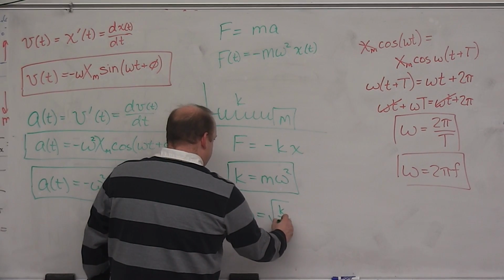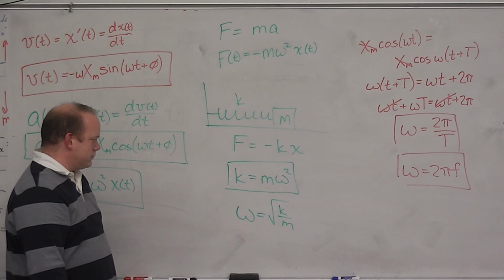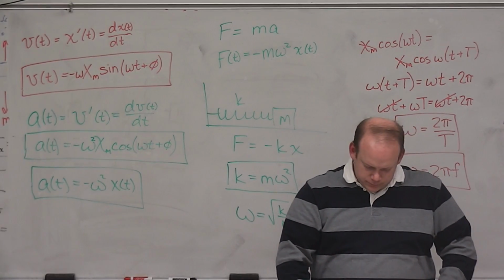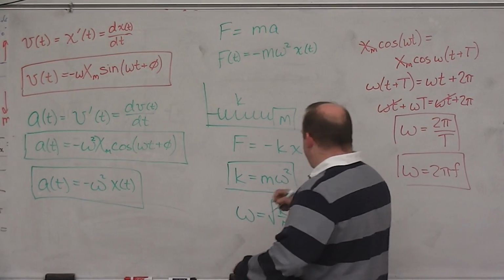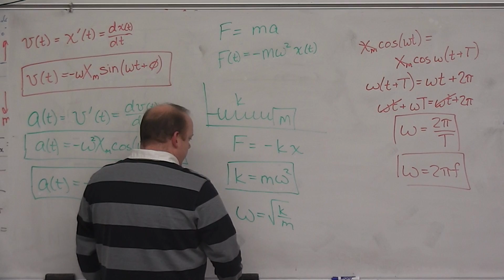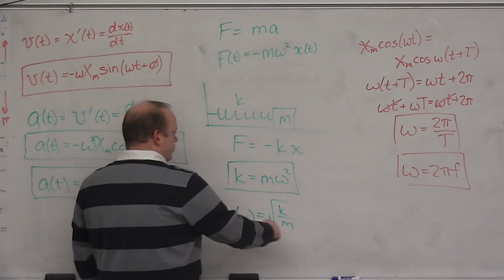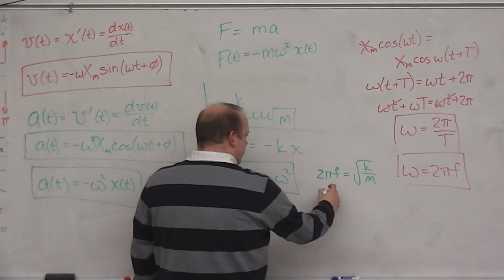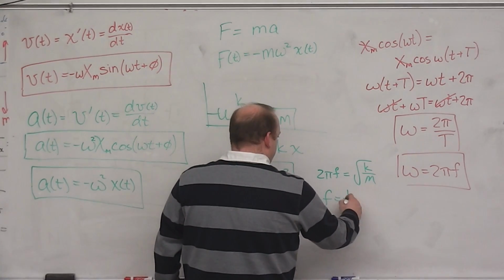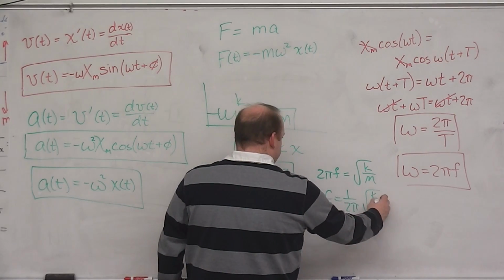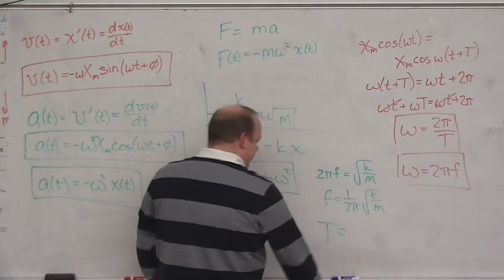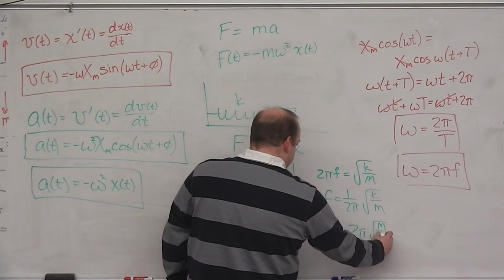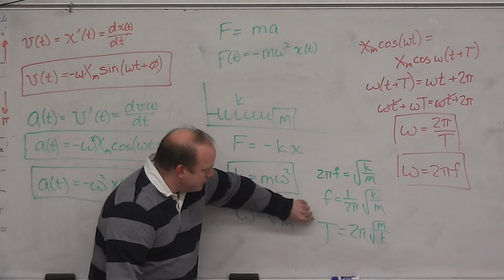Another thing that we can point out here, sometimes we see it written like this: omega is equal to root k over m. So if omega is equal to root k over m, we could say that 2 pi times the frequency is equal to root k over m. So the frequency is equal to 1 over 2 pi root k over m. And then if we wanted the period, it's the reciprocal, 2 pi root m over k. Because going from frequency to period, we just take the reciprocal.